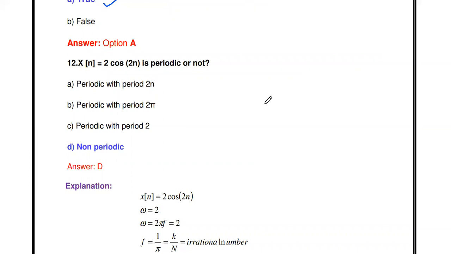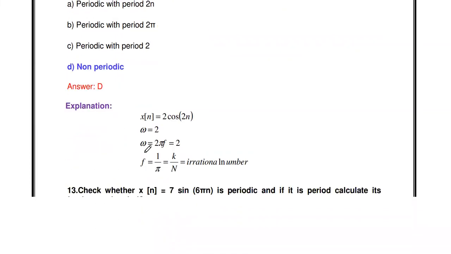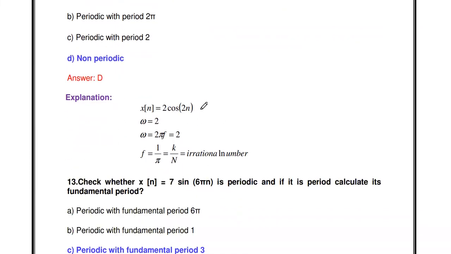You can refer if you want to learn more problems. So here the question is: x of n equal to 2 cos 2n, is it periodic or not? The four choices given: periodic with the period 2n, periodic with the period 2 pi, periodic with the period 2, non-periodic. So which one can we pick? First, you just write the given signal.